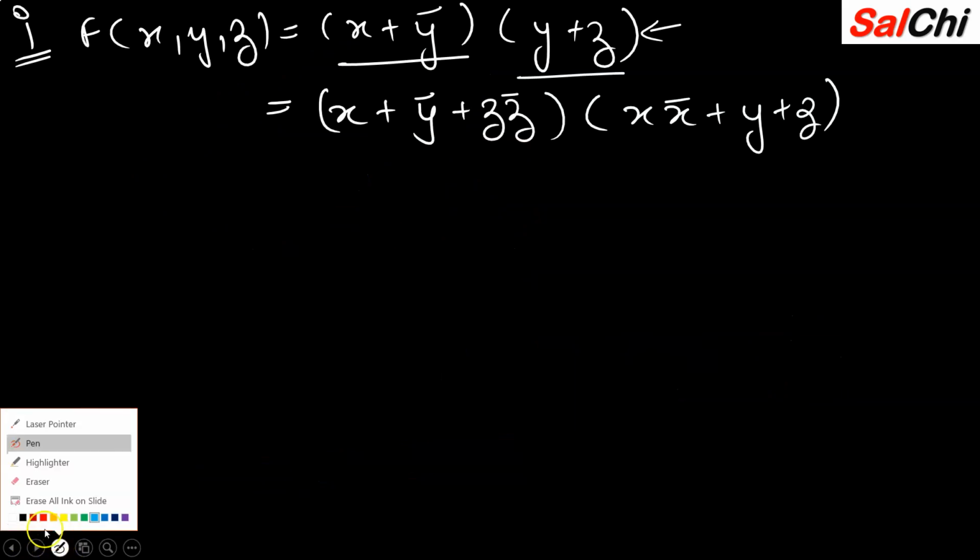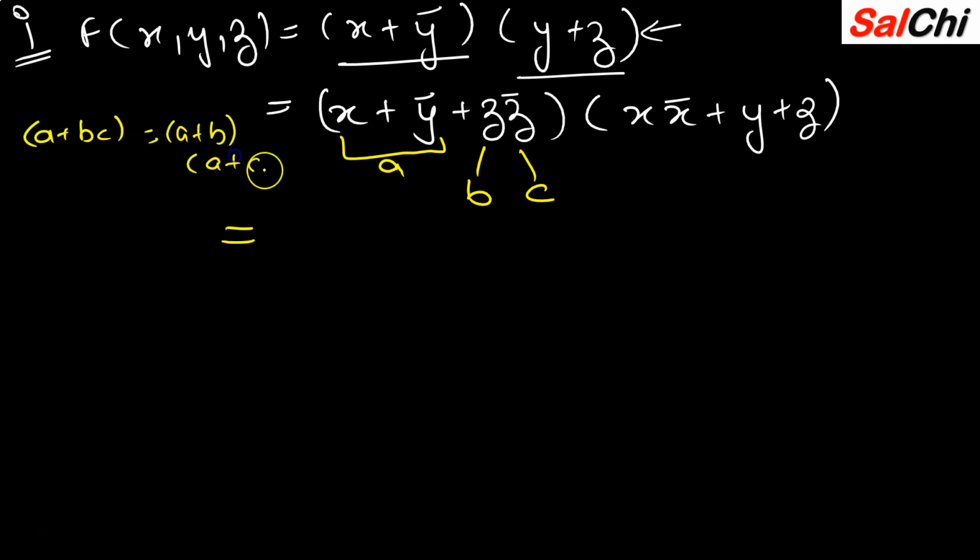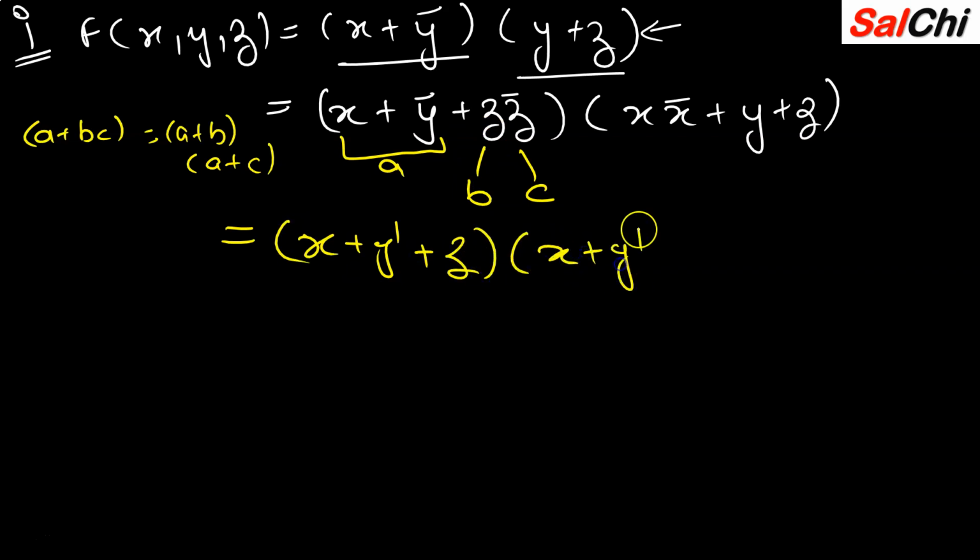Now coming back to the question, I will assume this again as A, Z as B, and then C. So what is my formula? I'm writing here also: A plus BC gives you what? A plus B and then A plus C, in the multiple. So X and Y are A, so just write them as it is, X plus Y complement as A, and then plus, where is my B? Z. So I will write here Z. And then again A, X plus Y complement, and what is my C? Z complement. So just write Z complement here. So you have opened them up.